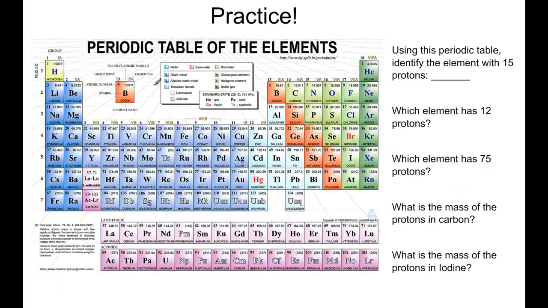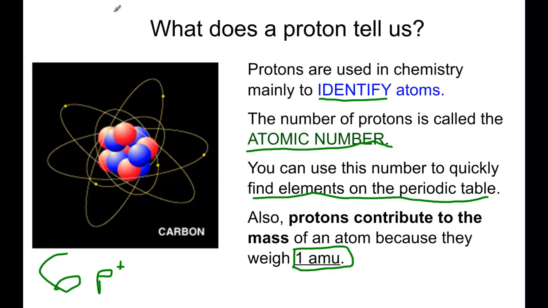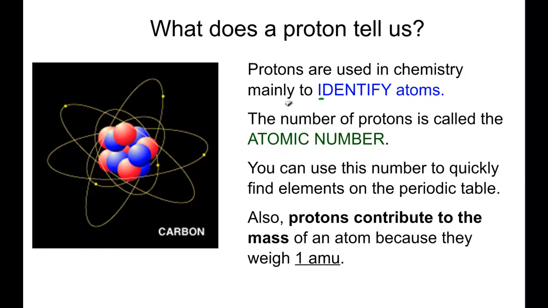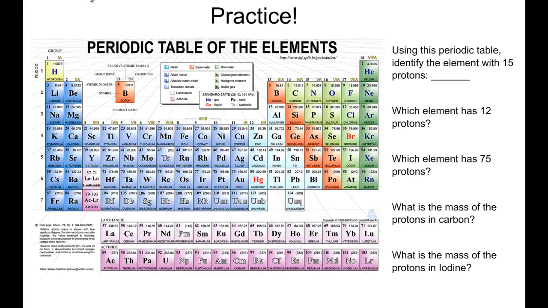So here's the periodic table. Let's use this and the information we just learned to practice what protons are useful for. So using this periodic table, identify the element with 15 protons. So if we look here, this periodic table comes with a key. And when we go back one slide, let me just erase everything so it's easy to see, we noticed here that the number of protons is the atomic number. Number of protons is the atomic number. That's important.